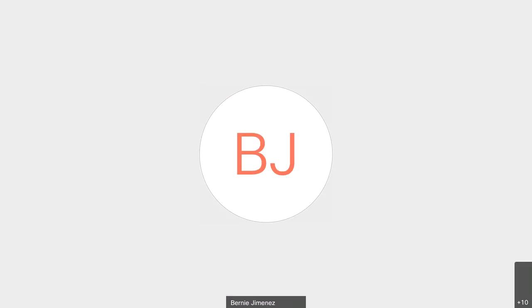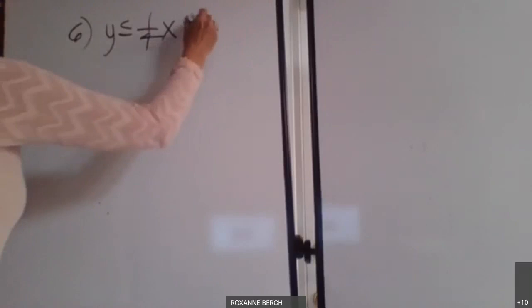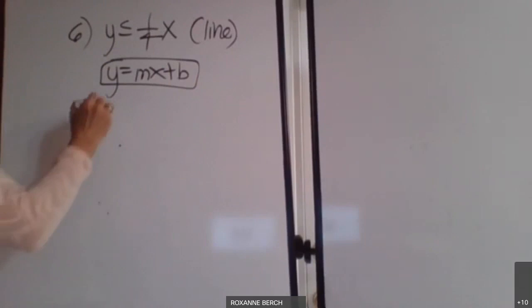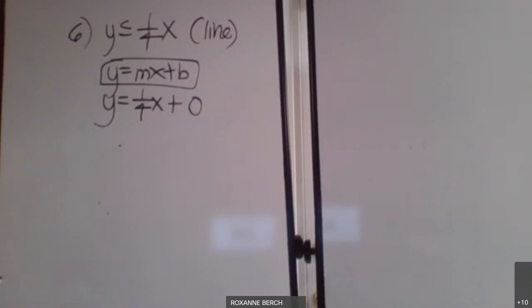The first thing you should recognize about this problem is that it's a line, and it's in slope intercept form, y equals mx plus b. So what you have here is the slope and the intercept. That's the beauty of slope intercept form: you have the slope of the line, which is the steepness, and you have where it starts, which is 0, 0.